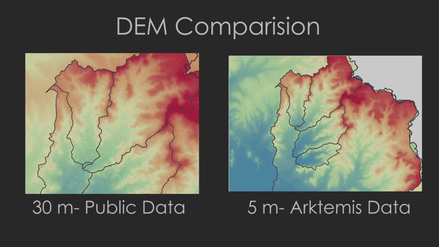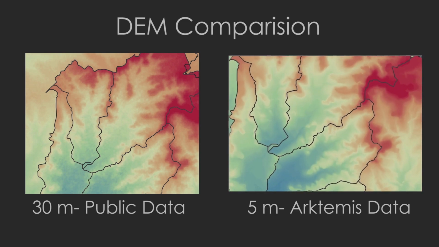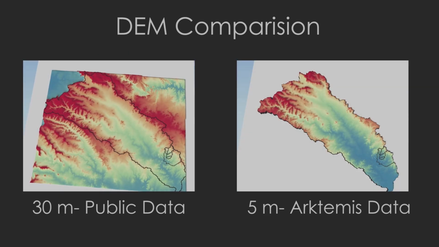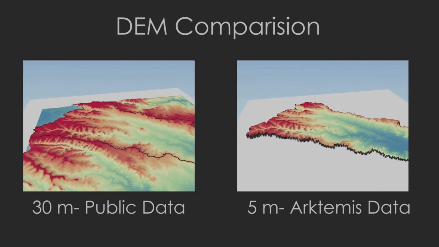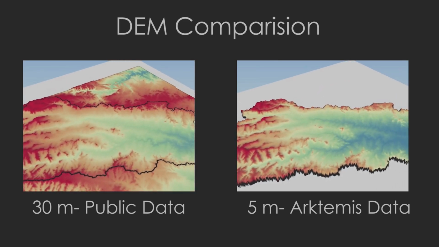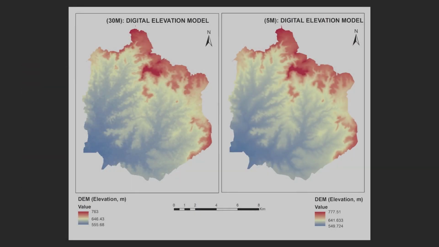Eighth-order DEM. At the river basin scale, elevation is displayed by the DEM with a color gradient, red for the highest elevations, blue for the lowest, and intermediate colors following a ramp. Finer topographic details are captured by the 5-meter resolution compared to the coarser 30-meter public data.